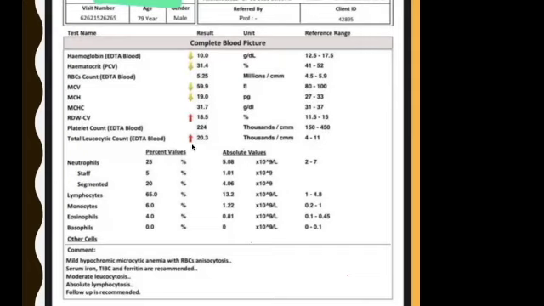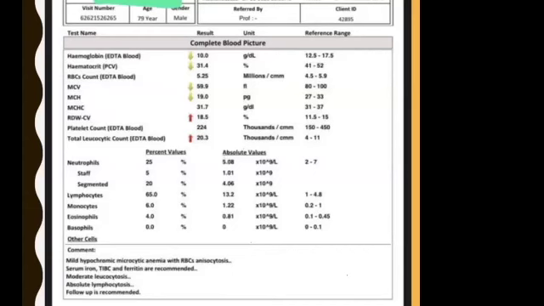Then the total leukocytic count we're given is 20.3. That is much higher than the reference range, which is 4 to 11,000. We're given 20.3 thousand. This patient has leukocytosis. So the neutrophils we're given are 25%. Neutrophils should be around 60, which is 40 to 80. So this is low. So we have neutropenia and we have some non-segmented cells. So we're going to say that there's a shift to the left.